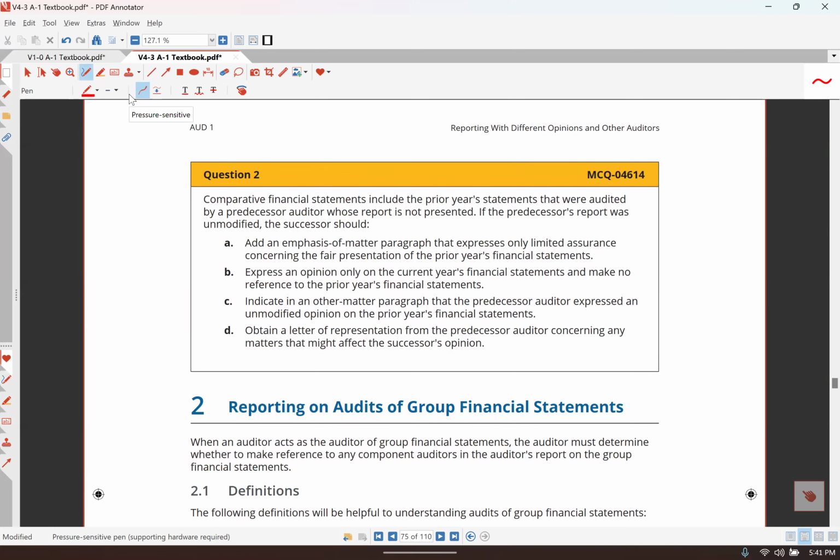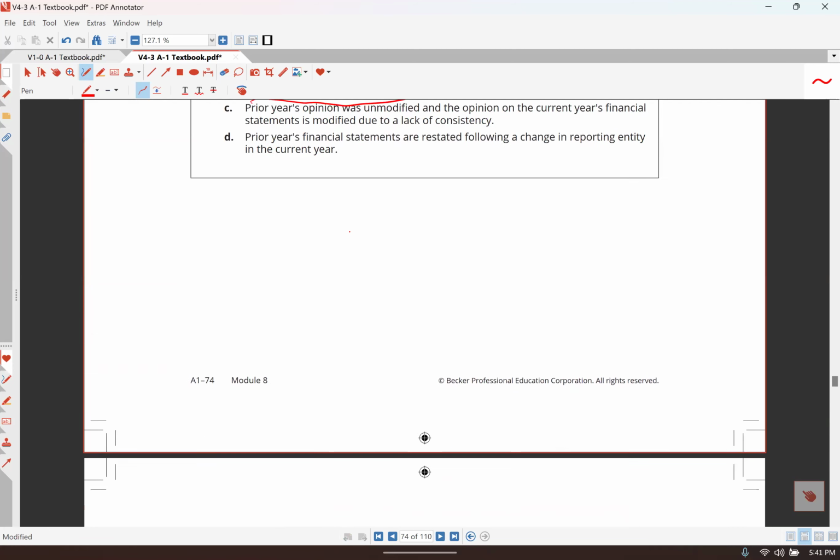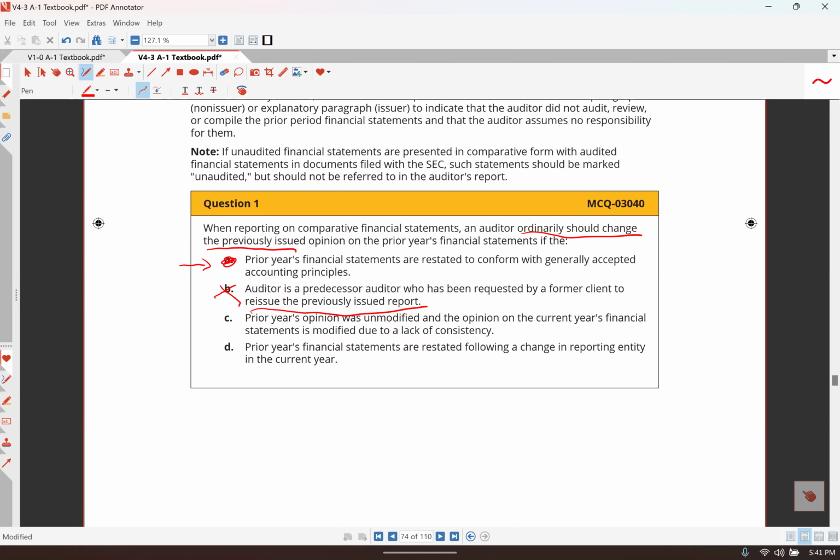Can I ask a question about the previous? Yeah, could we go up on D? When it says a change in reporting entity, does that mean like they merged with someone or they changed their name? What does that mean?